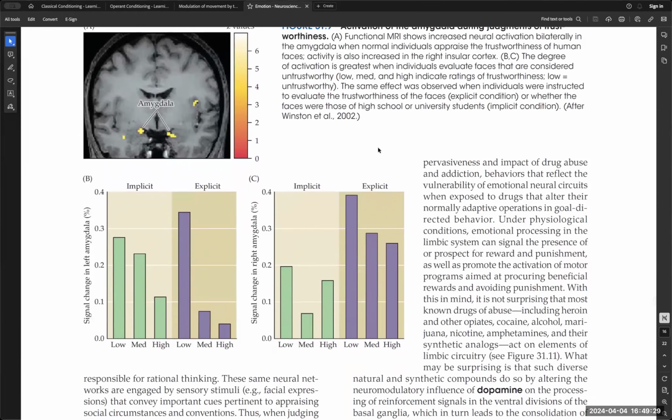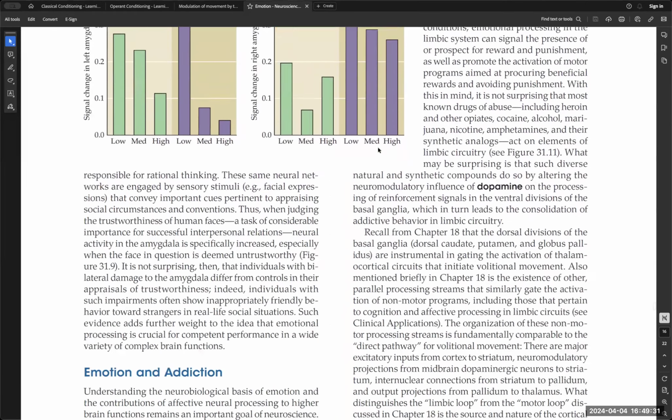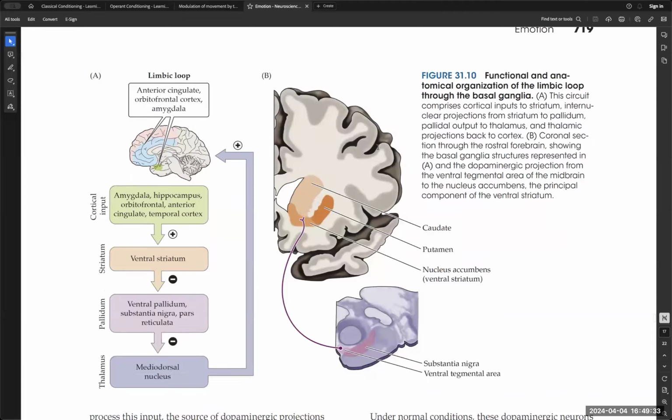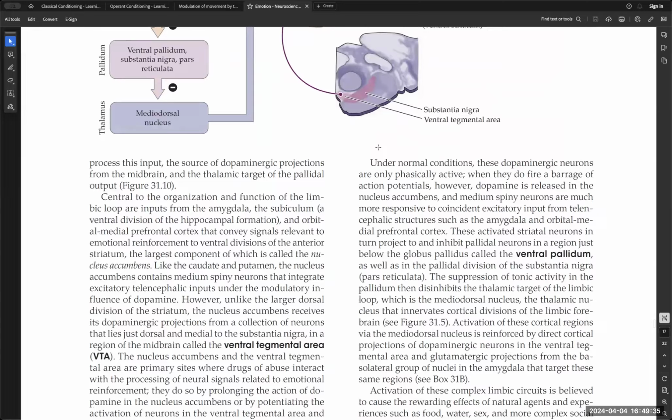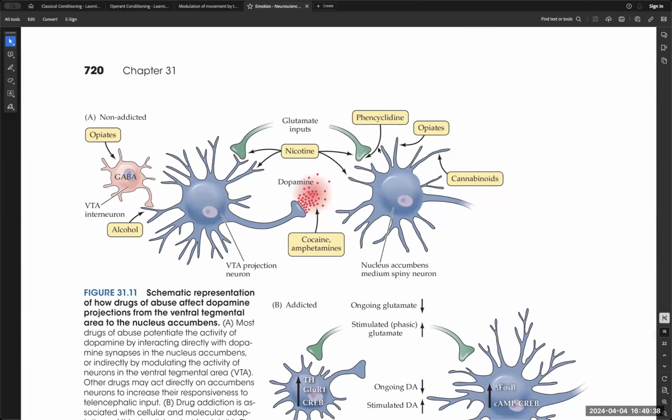Okay, this is about trustworthiness as well. You can take a look at it. And then ultimately, last but not least, is related to addiction. And actually, this is a slide I was looking for yesterday when we were talking about addiction. How you can see the effects of basically.